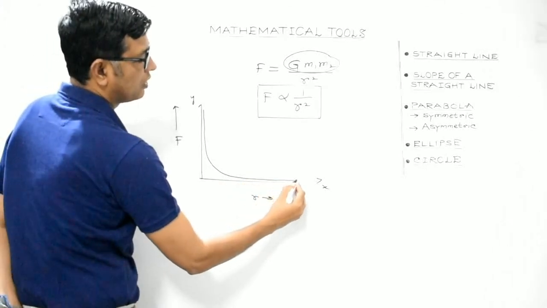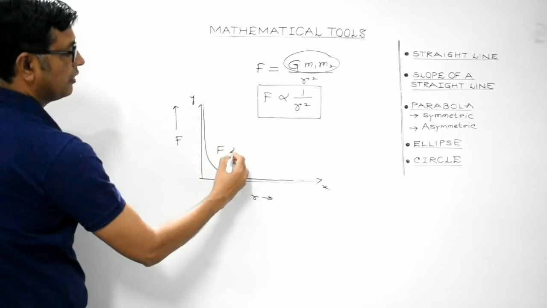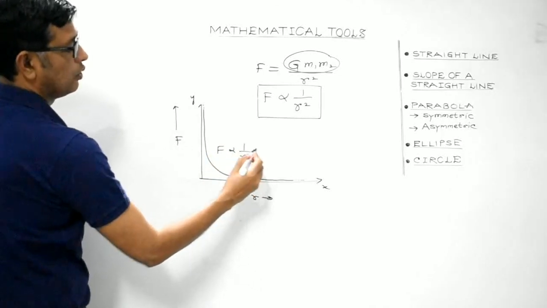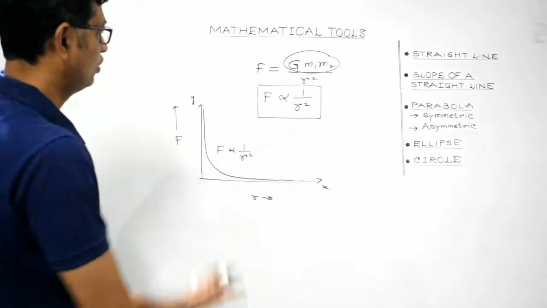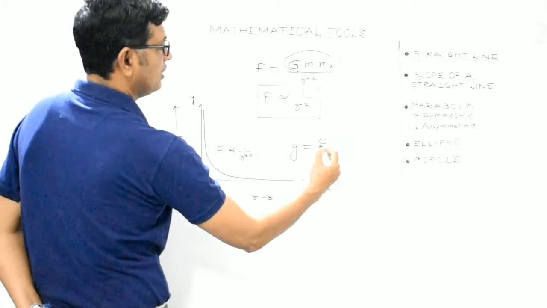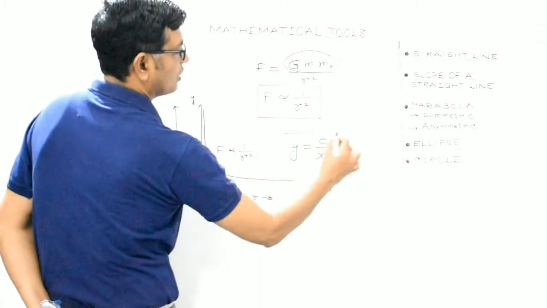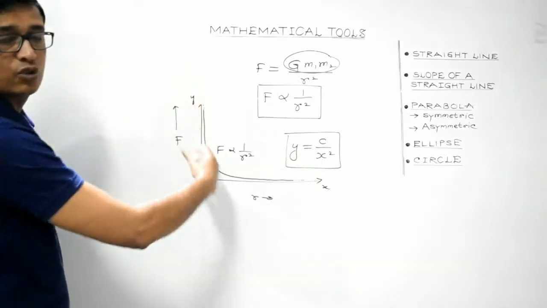This is the nature of the graph obtained. It will meet at infinity. So this represents F is proportional to 1 by r square. Clear, students? So the standard equation of this is y is equal to c divided by x square. So any equation which is in this form, the graph would be as shown in this particular diagram.